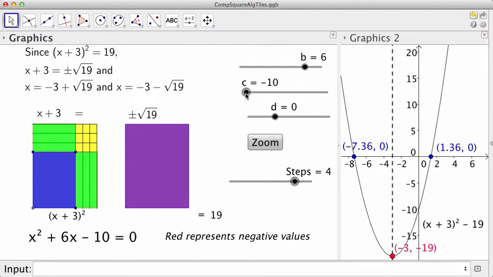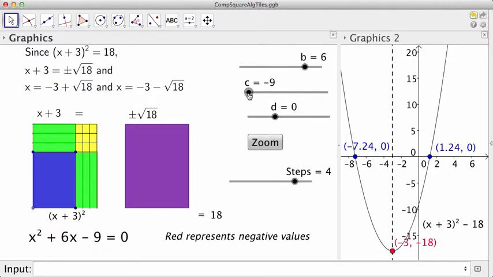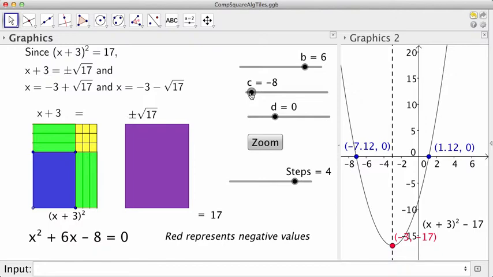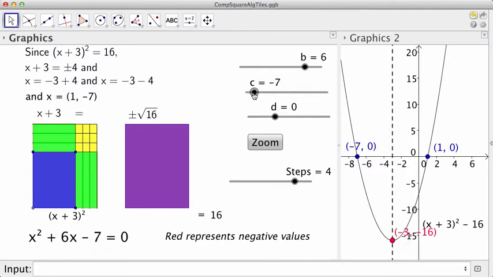Okay, notice now what happens as we change c. Every time I increase c by 1, the vertex slides up by 1. Notice what happened here. When I got to the c of negative 7, I ended up with two integers for my solutions rather than something plus or minus the square root of 17. Notice again, this is where it's crossing the x-axis at 1, 0 and negative 7, 0. Whenever we have integer solutions, it means that our quadratic can also be factored. And that's something that we'll come back to.